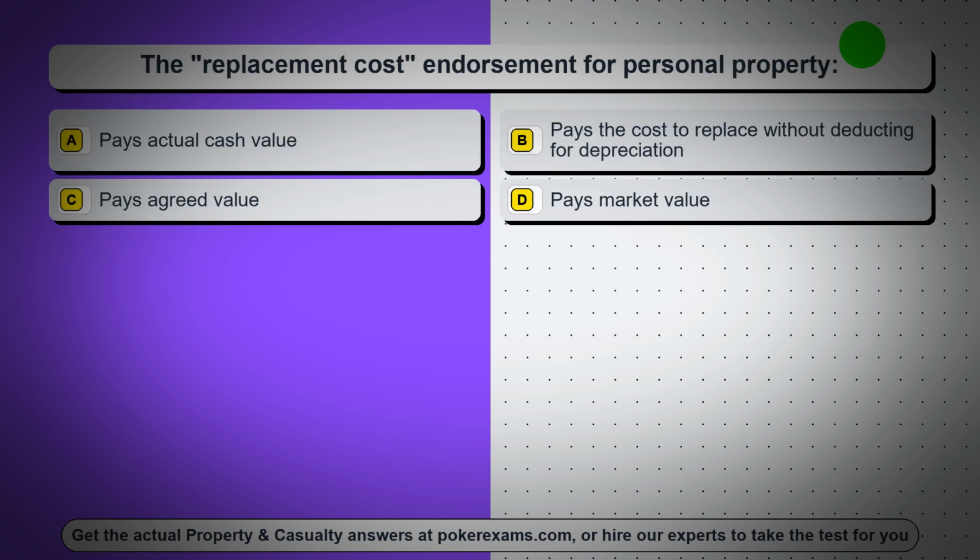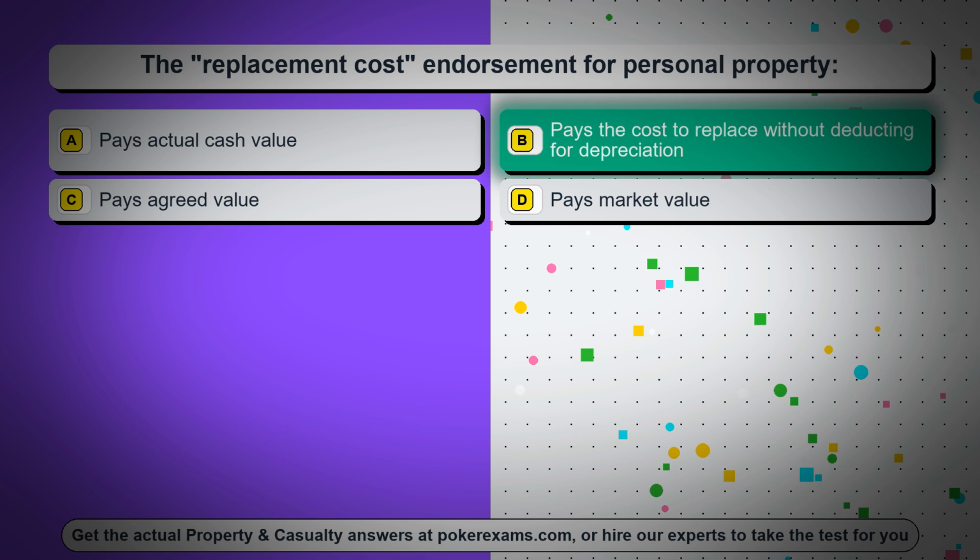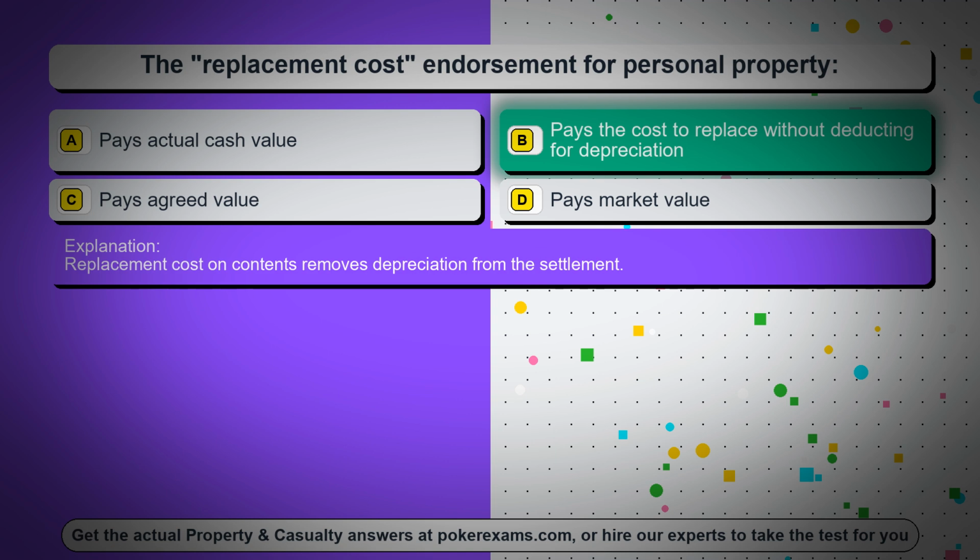Question 39. The replacement cost endorsement for personal property. Option A, pays actual cash value. Option B, pays the cost to replace without deducting for depreciation. Option C, pays agreed value. Option D, pays market value. The correct answer is option B, pays the cost to replace without deducting for depreciation. Replacement cost on contents removes depreciation from the settlement.